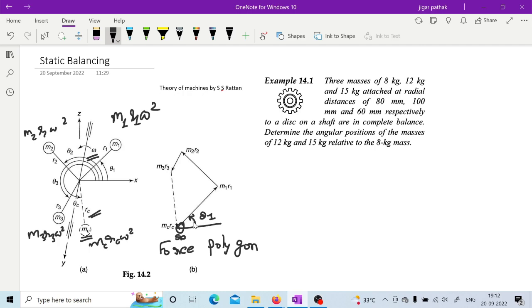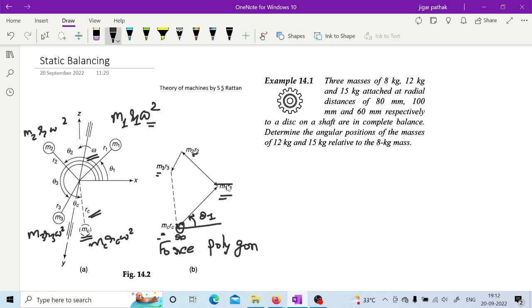But while drawing the force polygon, if you observe, they have taken only the products m1 r1, m2 r2, m3 r3 and mc rc. Why? Because all the rotating masses have the same angular velocity omega, so they have neglected that and considered only the product of mass and radius. So here you are going to draw this vector at a given angle theta 1, right?